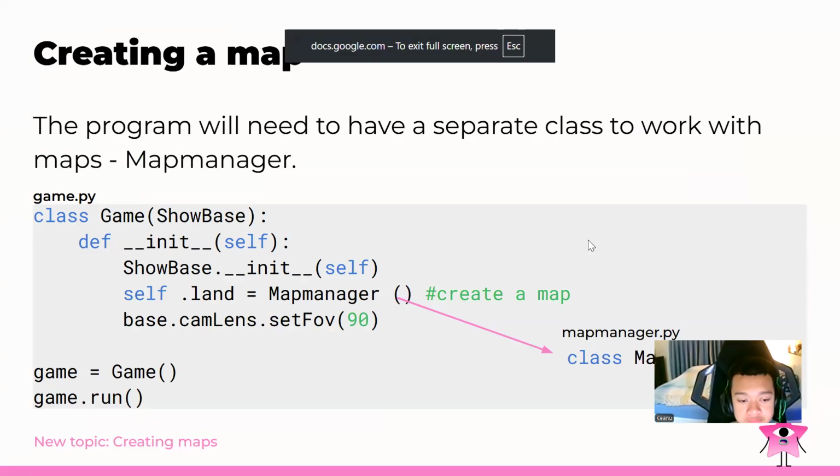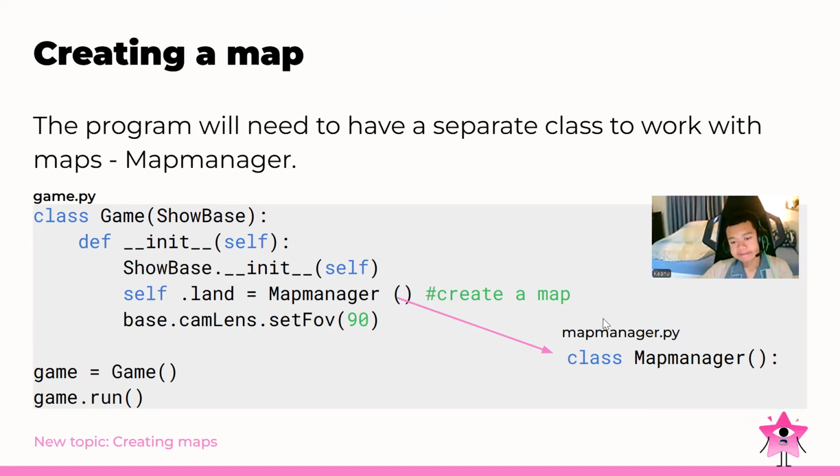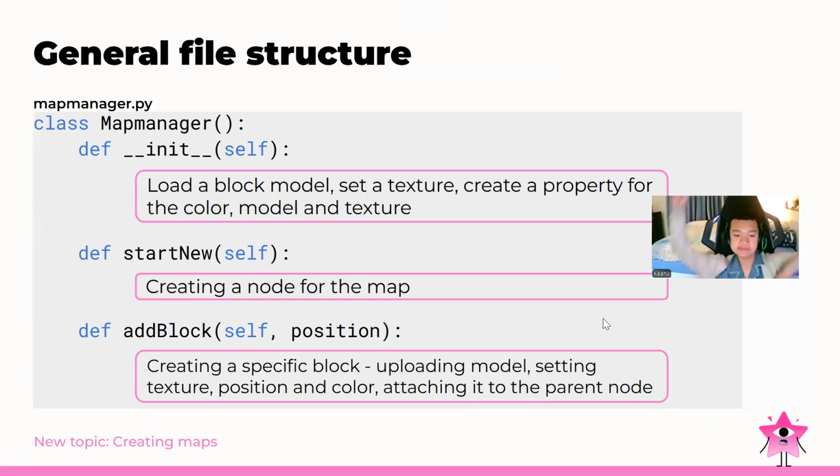Okay, so for now we will go for creating a map. Just like the previous, we set the map manager itself, calling it from map manager.py. Here we have three functions. We have init for loading the block model, setting the texture, creating properties for the color, model, and texture, and start new for creating a node for the map. And also add block, for creating a specific block, applying the model, setting texture, position, and color, and attaching it to the parent node.